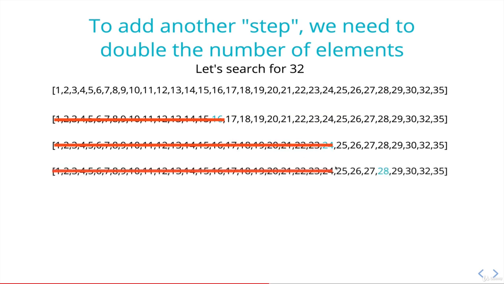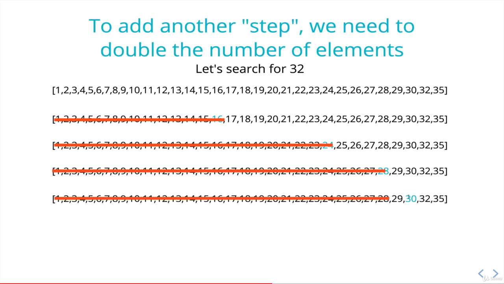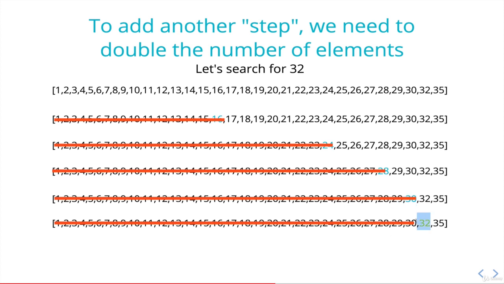Next, we're looking at this portion, and we pick a midpoint again. 32 is greater than 28, so we ignore all of this. Skip. Now we're looking at this portion, and we pick a midpoint, which is 30, and 32 is greater than 30, so we ignore this portion. Finally, we pick our midpoint again, and we find 32. We're good to go. And that took 5 steps. 1, 2, 3, 4, 5 until we found it.